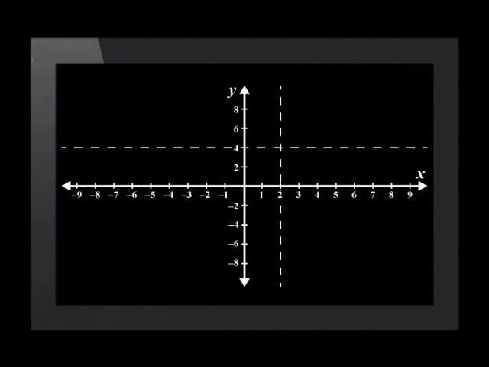Now we plot the intercepts at 1, 0 and 0, 2. Finally, we draw in the graph in the first and third quadrants and passing through the intercepts. Let's do another example.